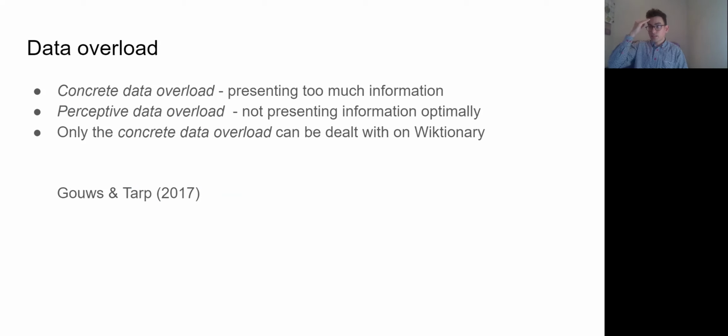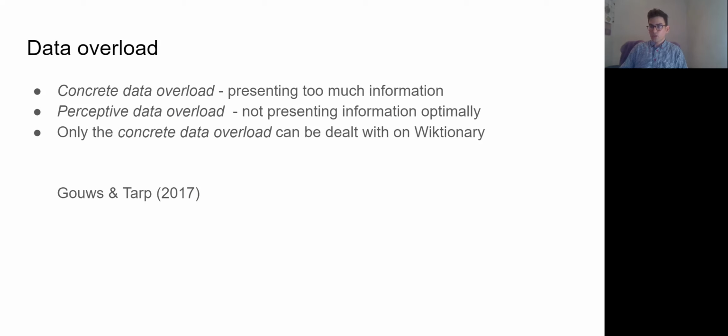Gouws and Tarp introduce a typology of data overload in web-based or digital dictionaries, which can be used to contextualize how the presented choices on lemma entry affect users. They differentiate between concrete data overload and perceptive data overload. The former, the concrete data overload, means that too much information that is not requested by the user is presented, whereas the latter, the perceptive data overload, means that information is not presented optimally, for instance, distributing the screen space in a way that is not benefiting the lookup process.